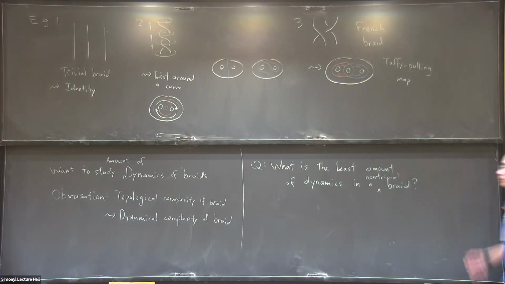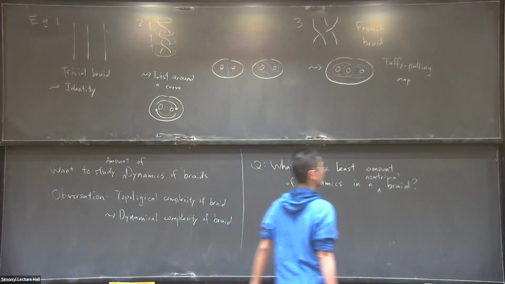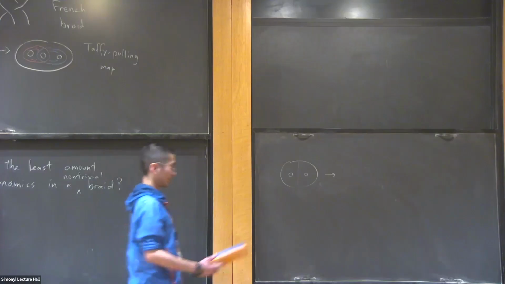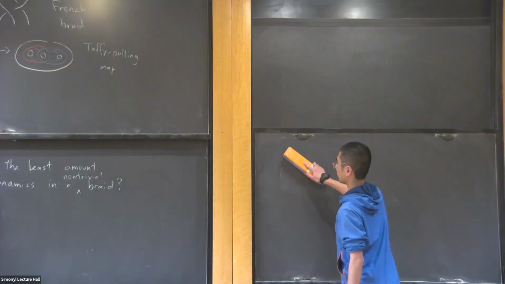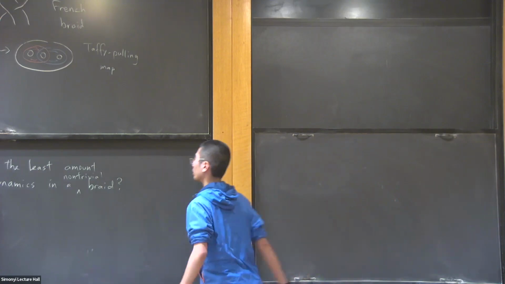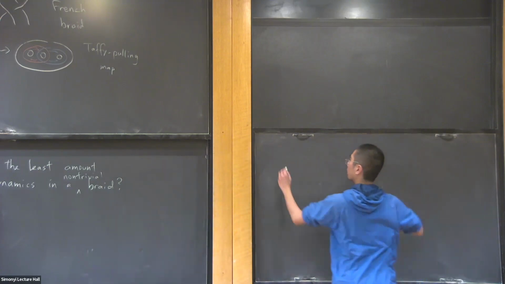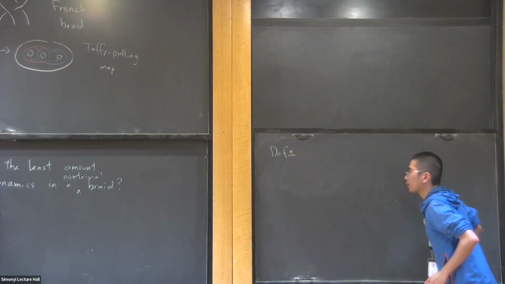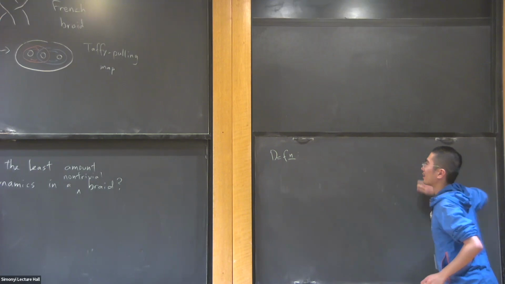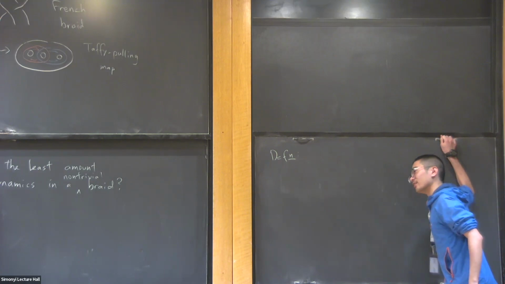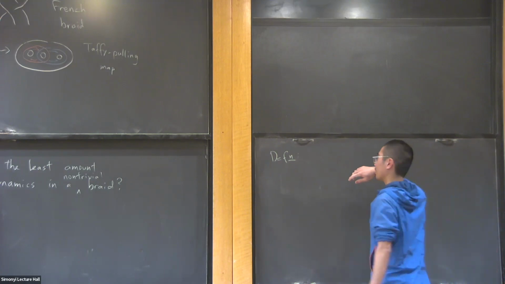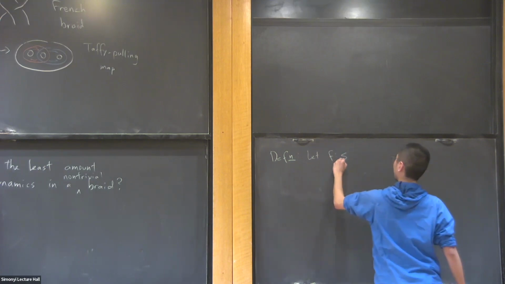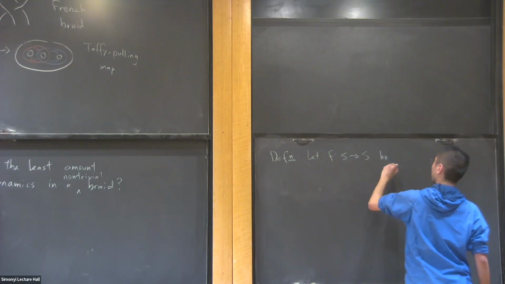Also, I have to make this precise, because what do I mean by least amount of dynamics? We're going to quantify everything by this notion of topological entropy. And this is the part where I worry that I'm the person in the room least qualified to tell you what entropy is, but I'm going to try. So consider a homeomorphism on a compact surface.